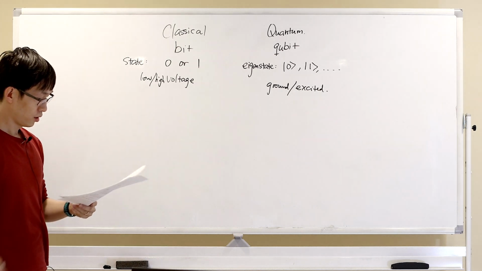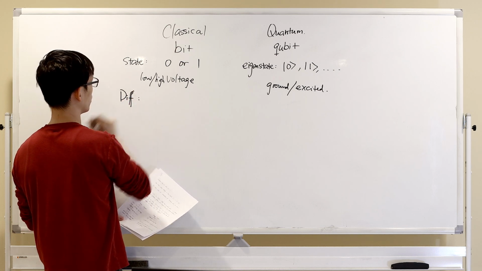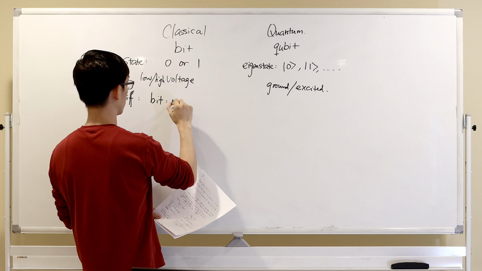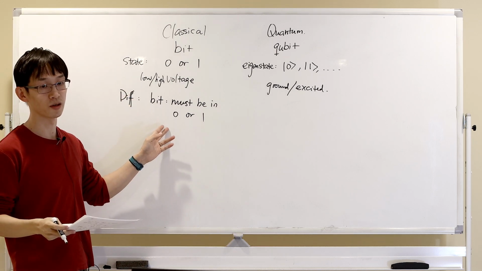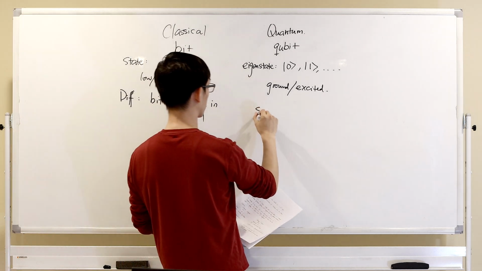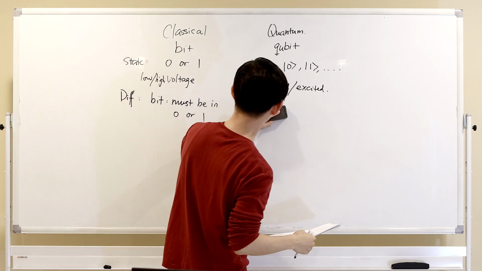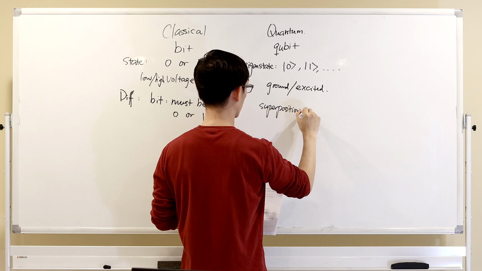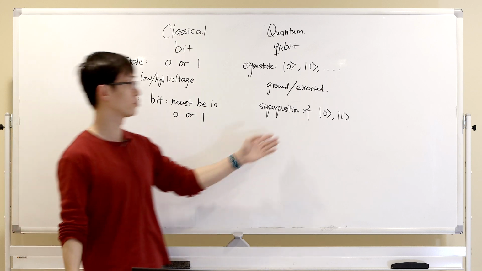Okay, examples. And then a primary difference is that the classical bit must be in 0 or 1. It has to be in one of them and can only be in one of them, right? On the other hand, in quantum computing, the qubit can be in superposition of 0 and 1. If you have other states, it can be more than that.